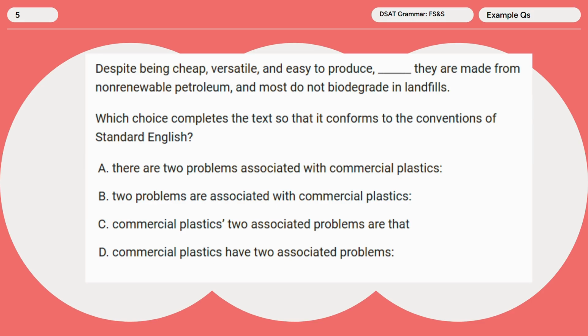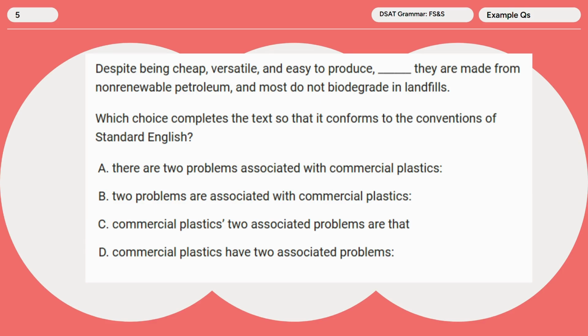Additionally, B has the same issue. We are modifying two problems. Two problems is not cheap, versatile, and easy to produce. That's not something we want. So both A and B are out of the running. Then we look at C.